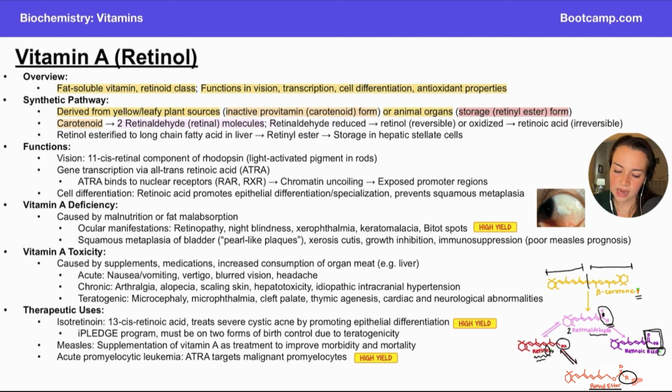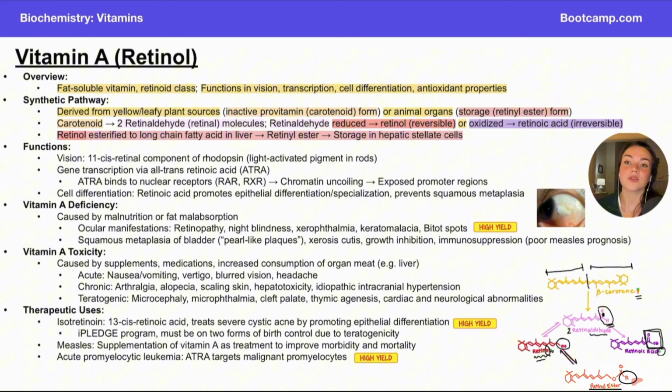And that retinaldehyde, remember, had a choice. It could either be reduced into retinol, and that was a reversible reaction, or it could be oxidized and turn into retinoic acid, and that was an irreversible reaction. And that retinol could be esterified to a long-chain fatty acid in the liver, turning into that retinyl ester. And that retinyl ester could be stored in the hepatic stellate cells. All right, enough pathway stuff. Let's move now into the functions of vitamin A.